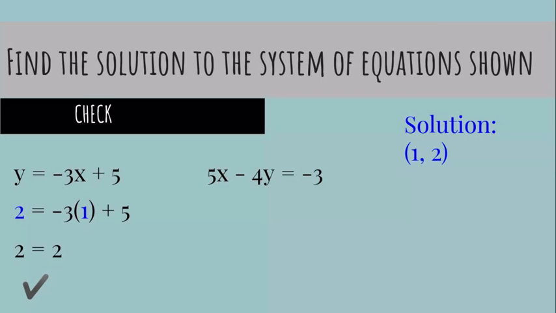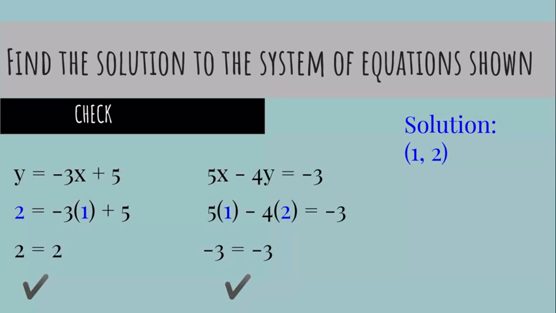You can't just check one though, it must be true for both. So we're going to check the other one. We're going to replace the x with 1 and the y with 2. And then the right side just says negative 3. So we're going to do 5 times 1 minus 4 times 2, which also gives us negative 3. So since negative 3 is equal to negative 3, we know we did it correctly.